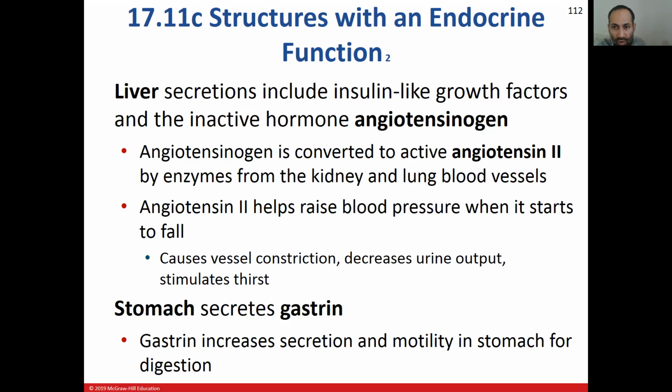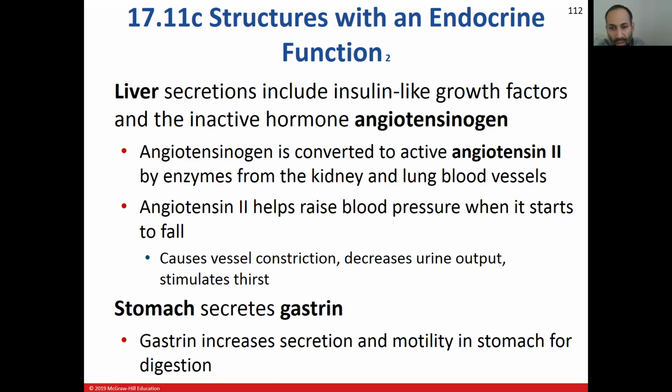Then angiotensin 1 is converted into angiotensin 2 by means of an enzyme called ACE, for angiotensin converting enzyme, okay? And angiotensin 2 is a very powerful blood pressure increaser, right? It's a vasoconstrictor. It causes your blood vessels to constrict and increases your blood pressure. So that comes from the liver, okay? So to maintain your blood pressure, you need angiotensin 2, and that's a hormone that comes from your liver.